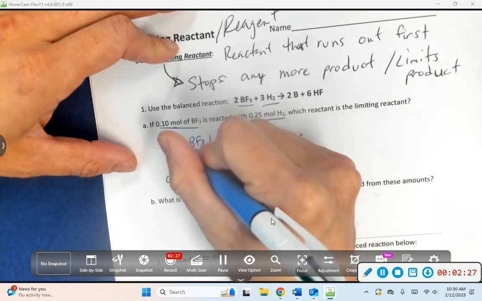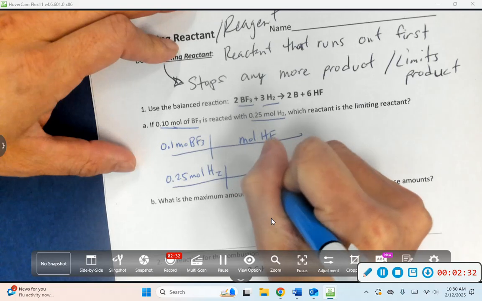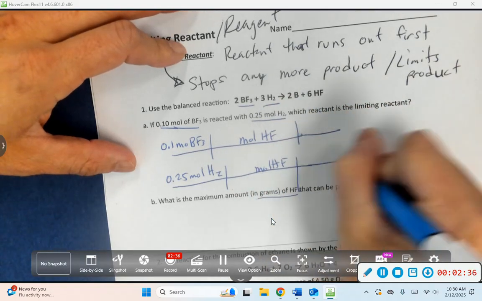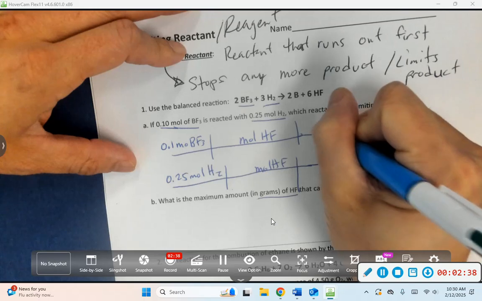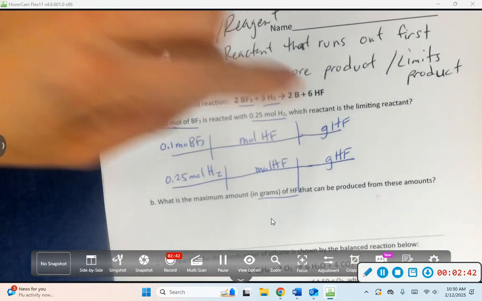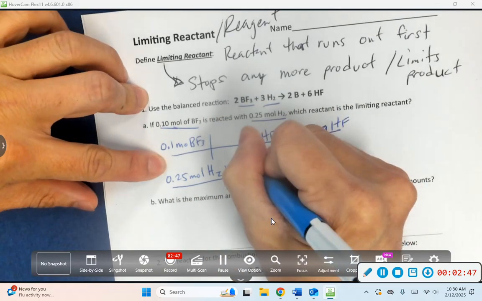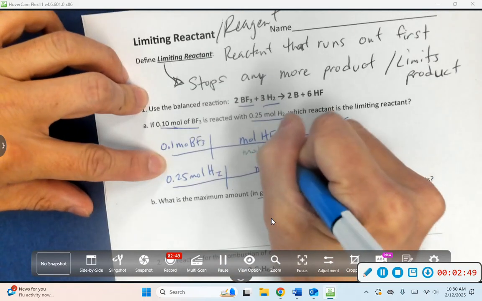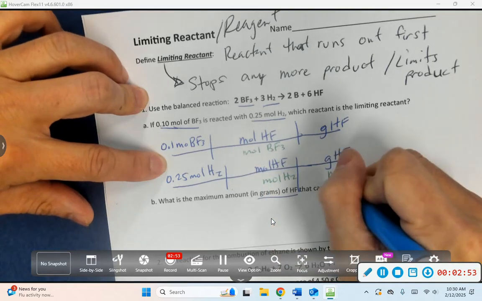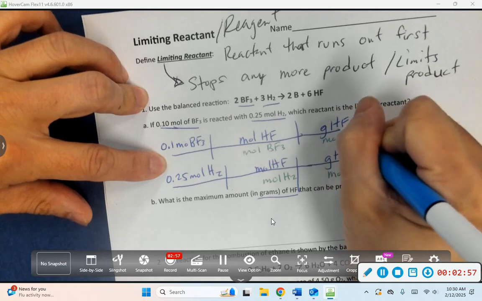Remember, it's mole, and then we can go to mole of HF, and then we can go to grams of HF. So mole, grams, the same order that we've always done. So copy the unit down here. 1 mole of BF3, mole of H2, mole of HF, mole of HF.